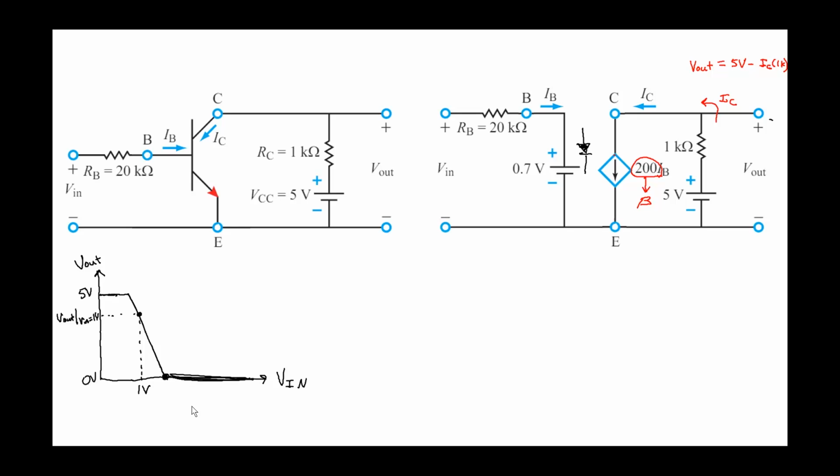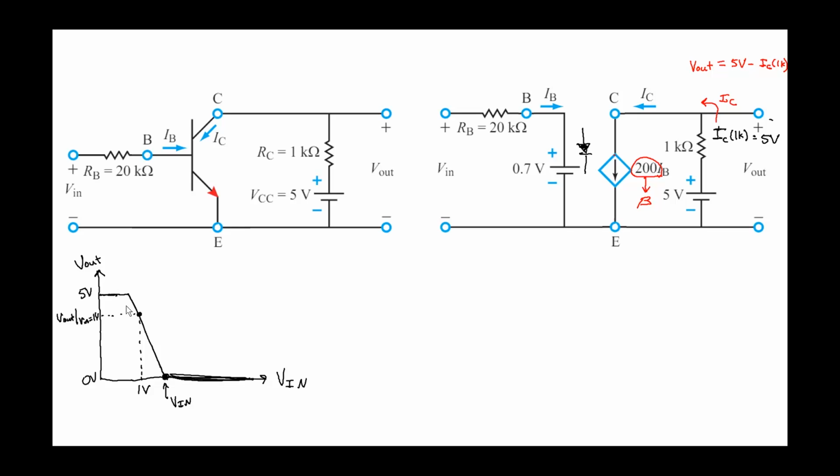The second part of the problem asks you to work backwards and figure out what this Vin is that causes the transistor to completely drop that 5 volts across this resistor. In this case, the bare minimum is that the voltage drop across this resistor, IC times 1K, equals 5 volts. Then the output voltage will be 0. That's what the second half of the problem is getting at.